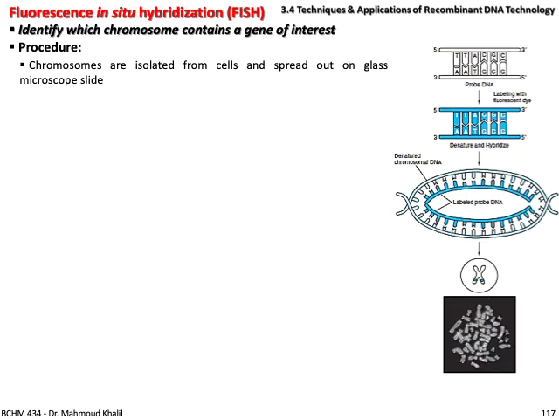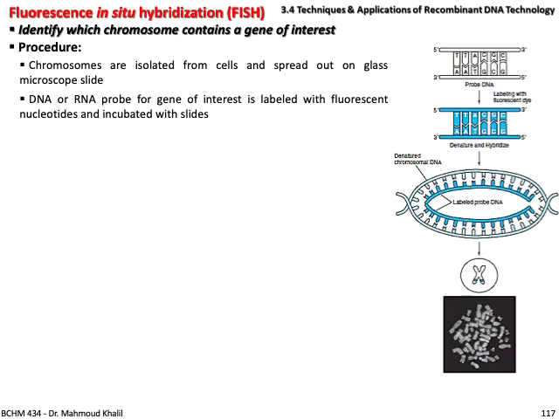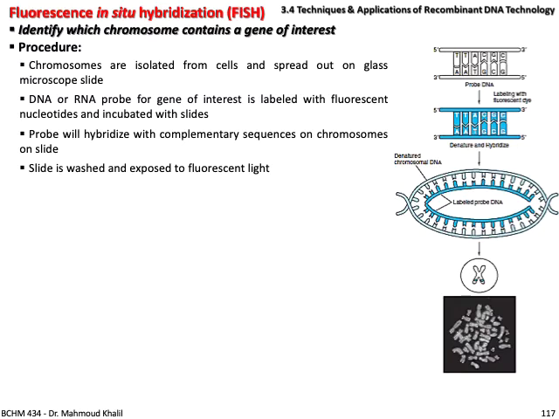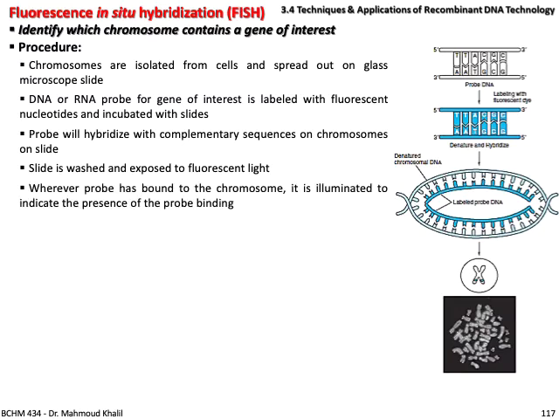The next technique is FISH, fluorescence in situ hybridization. In this technique, we can identify a gene of interest and in which chromosome it lies. Chromosomes are isolated from cells and spread out on a glass microscope slide. Use a DNA or RNA probe for the gene of interest, complementary to the gene you are looking for. These probes are fluorescently tagged and incubated with the slide. This probe will hybridize with the complementary sequence on the chromosomes. You wash the slide and expose it to UV light. Wherever the probe has bound to the chromosome, it will emit a signal showing its presence.